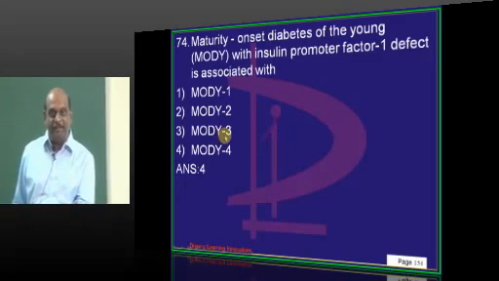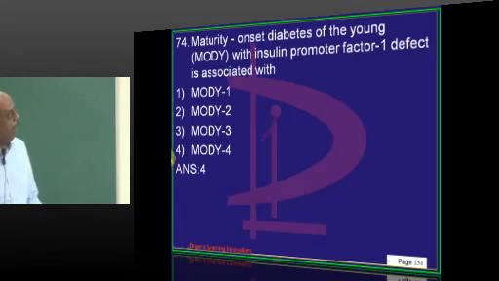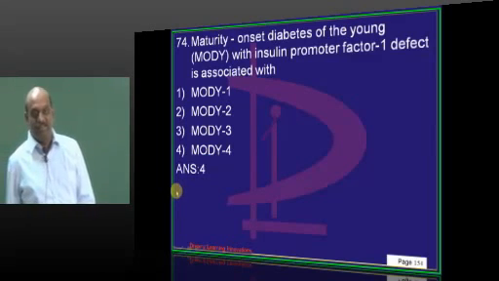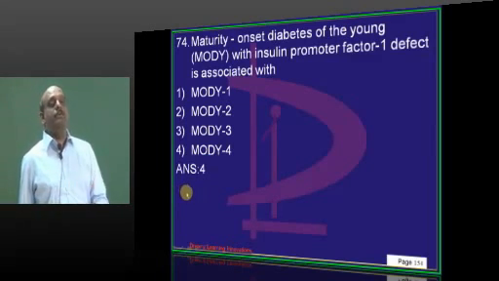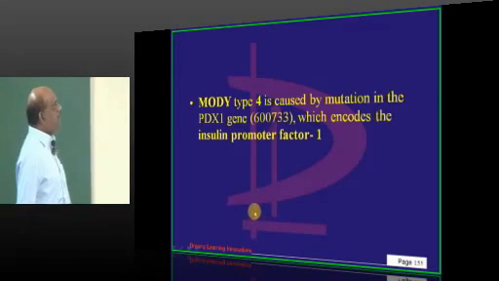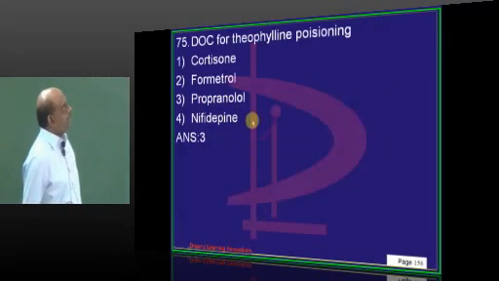You might have read diabetes, you might not have given much importance to it. Insulin promoter factor 1 defect is MODY 4, nothing to regret. So even after reading we lose about 10-15 questions. That is what I want to reinforce to you. MODY type 4 is insulin promoter factor 1.